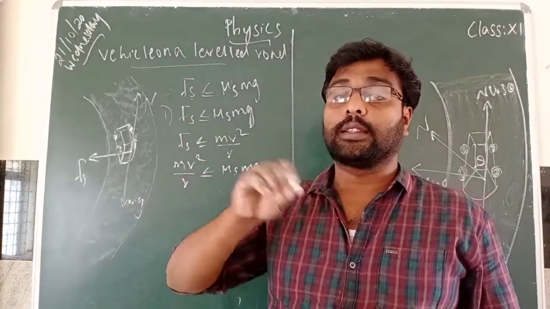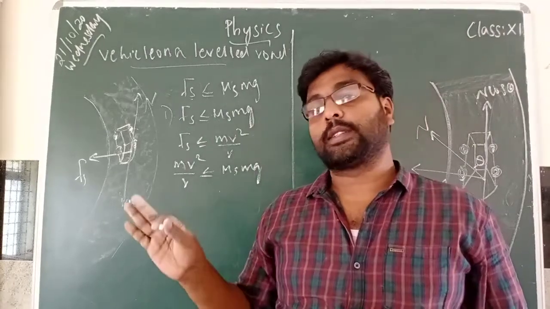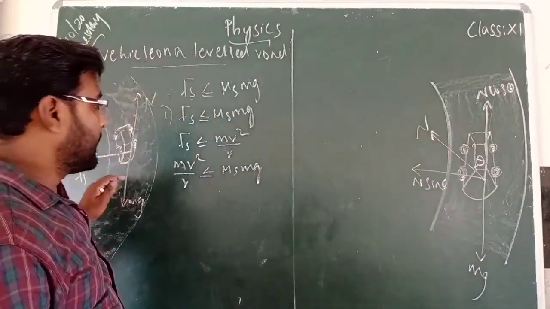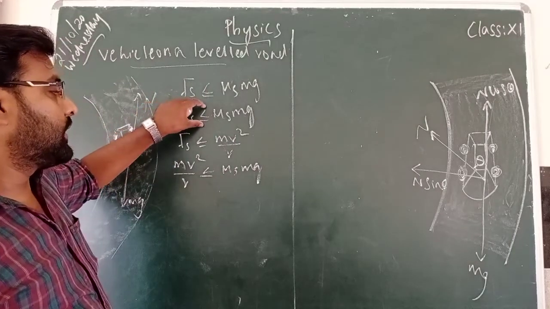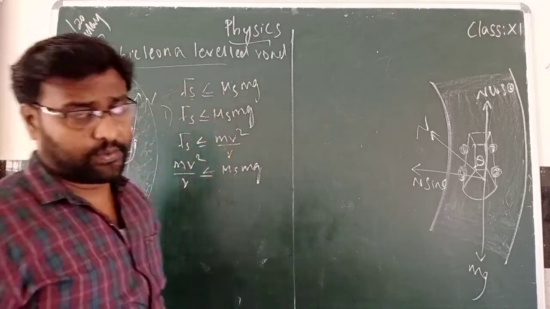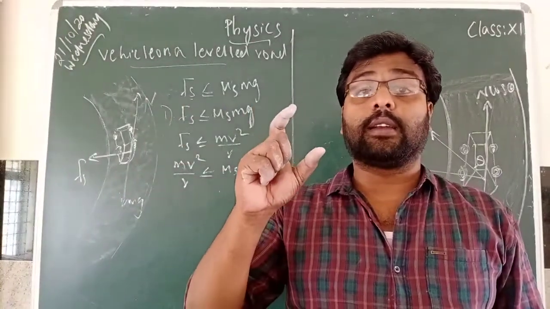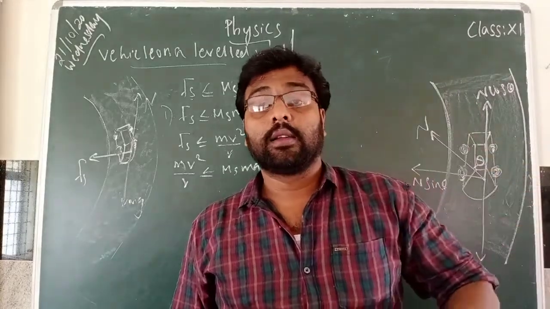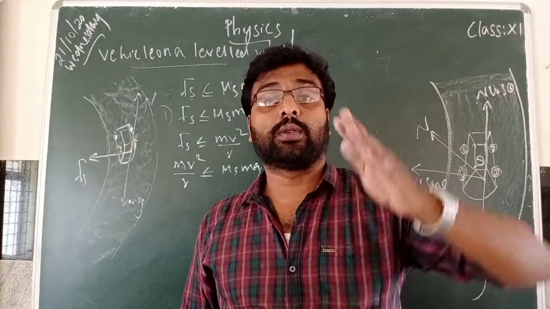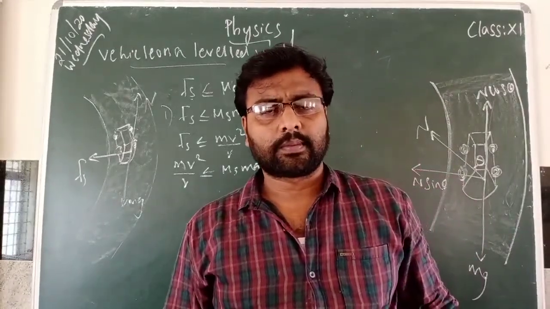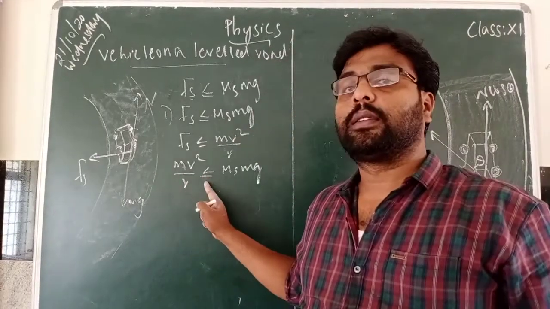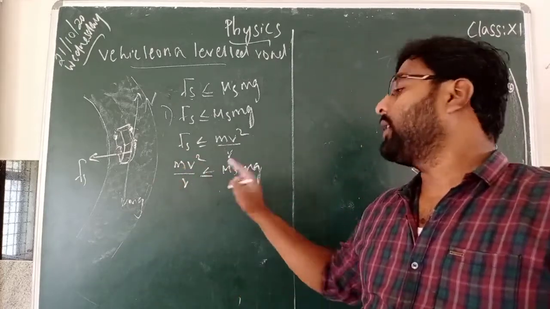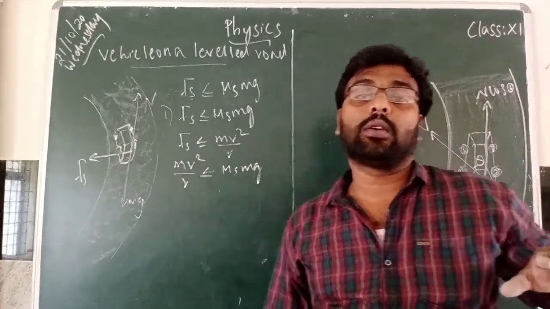Another question is the condition for skidding. So what is the condition for skidding? What is the condition for safe turn? This is the condition we are using for safe turn: the frictional force is less than the gravitational force. The static friction provides the centripetal force, that is mv square by r. So mv square by r should be less than or equal to the gravitational force. So this is one condition. Otherwise, what will happen? The vehicle starts to skid.